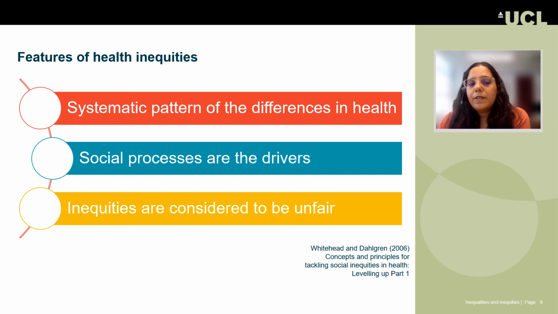These three key features can be useful in determining differences between variations in health and health inequities. For example, athletes are prone to very high rates of injuries. Although these differences are systematic, they would not be considered to be unfair or unjust, and therefore not a health inequity.